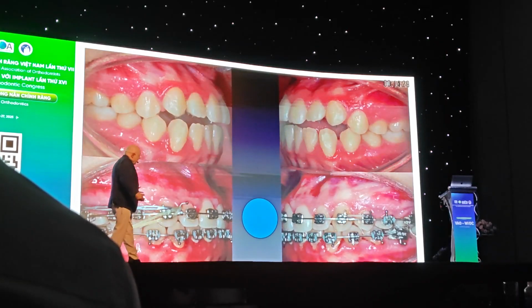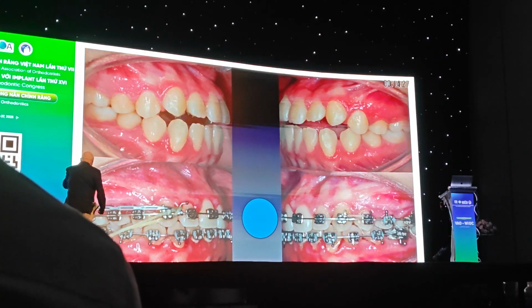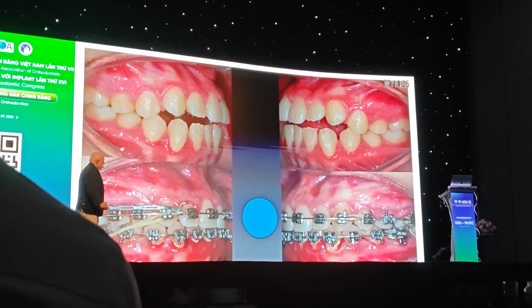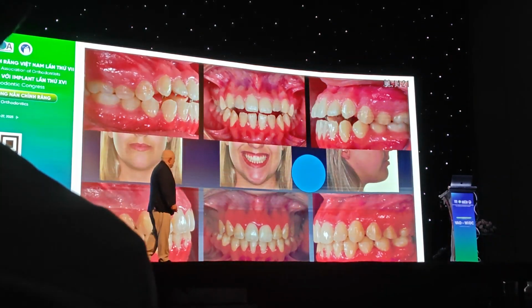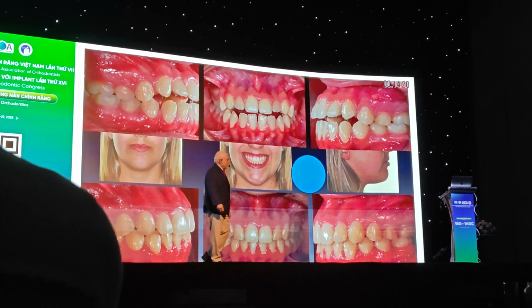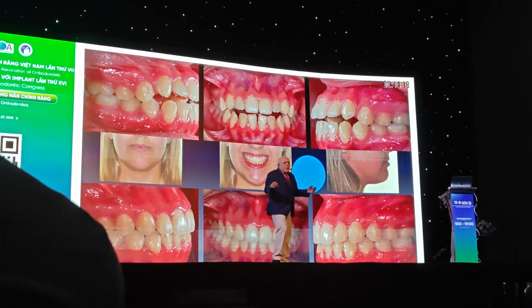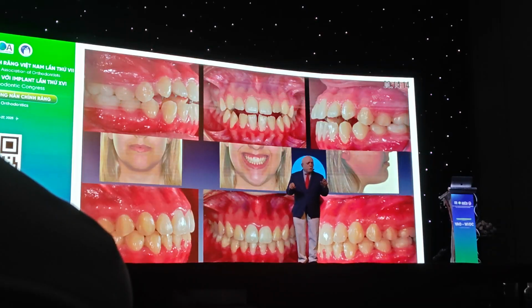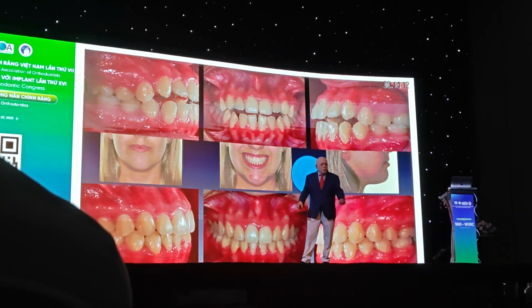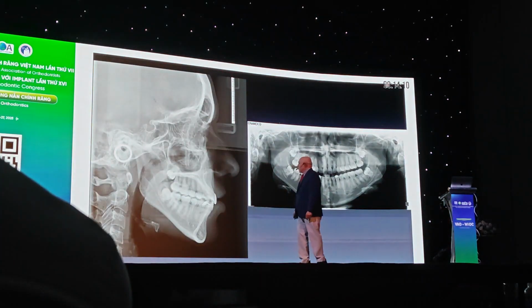Okay? Then you can use up and down elastics if you want, asymmetric, symmetric, to finish up the patient very nicely. Usually he shows also the number of months it took. It typically would be about 14 to 16 months of treatment in these patients.